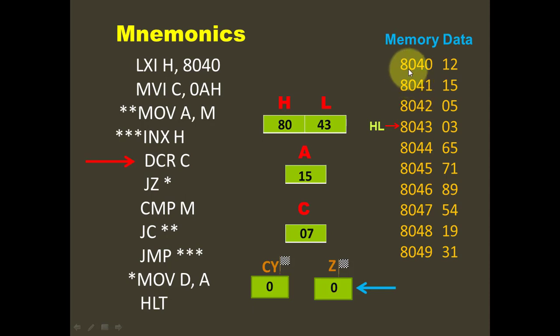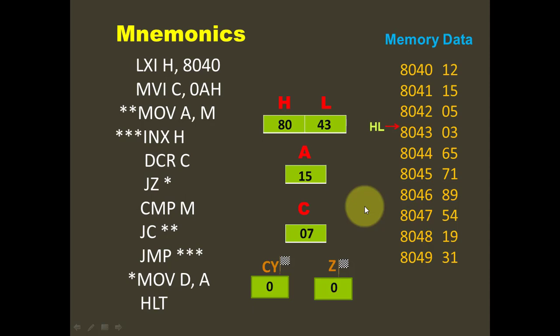So this will continue, and whenever data which is more than A is encountered in the memory, that data is stored in A, and this continues until the counter becomes 0. It is compared and so on. Finally, when we arrive at 8049, the counter becomes 0, and the data in register A would of course be 89 because it is the largest data byte. So this is how this program will function.